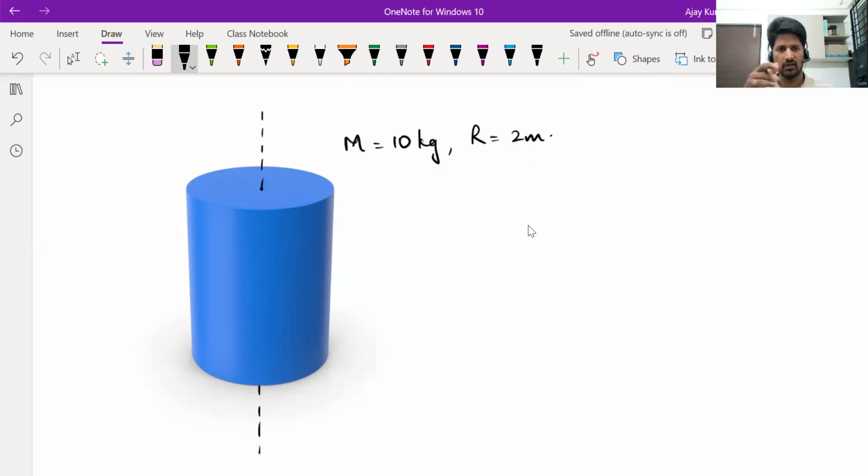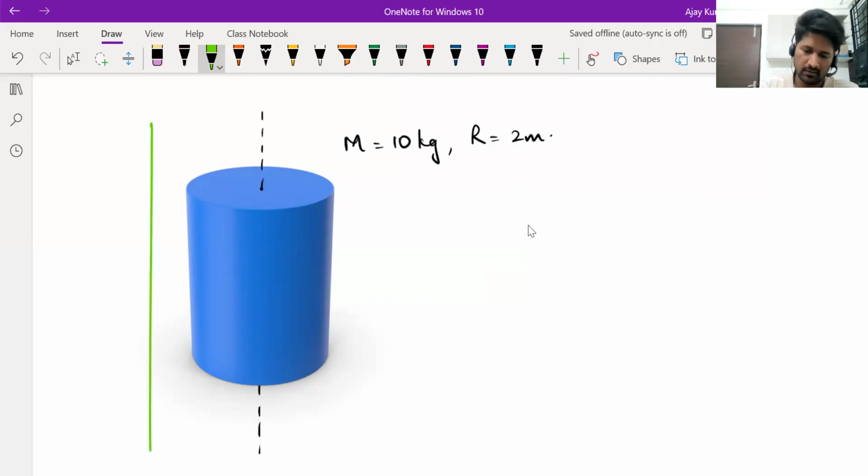Now, what I have drawn here is the own axis of the cylinder, but that is not the one about which I want the moment of inertia. I want you all to derive its moment of inertia about this axis, which is at a distance of, clearly greater than the radius, so maybe 3 meters from the axis passing through the center of mass. Derive moment of inertia about this new axis, all of you.